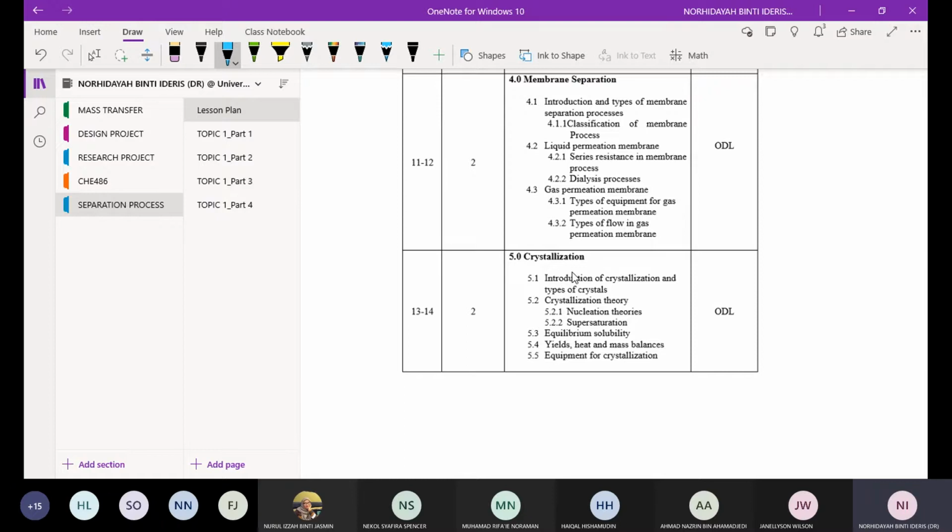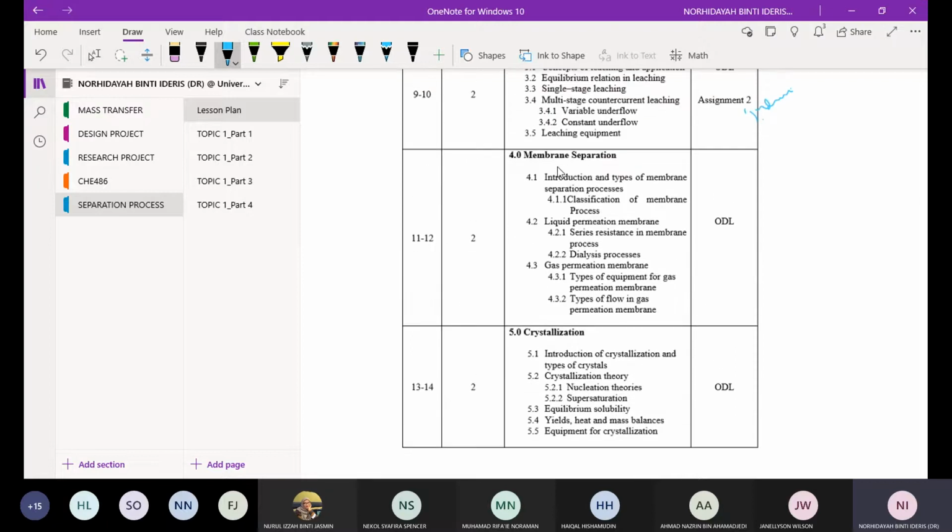Okay, crystallization is the process, the equipment, we call it a crystallizer. How actually the crystallizer can function in order to separate the material. Sama juga dengan membrane ni.